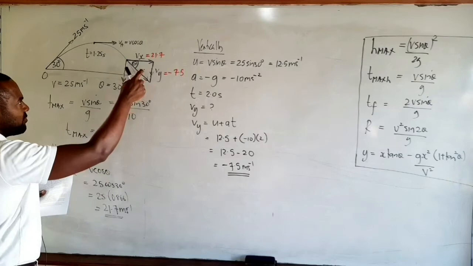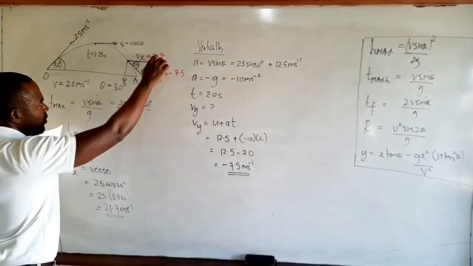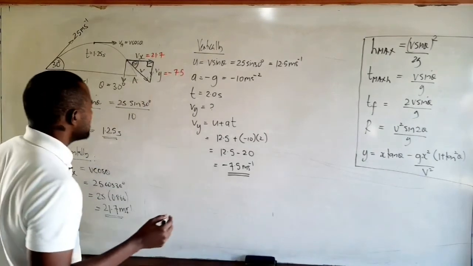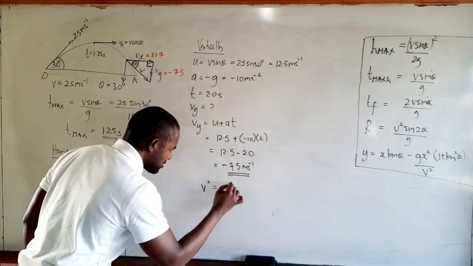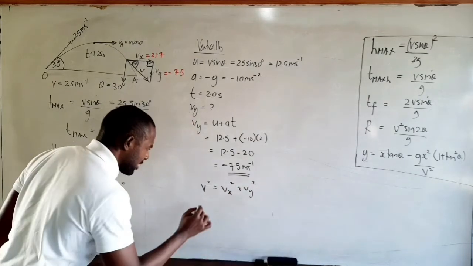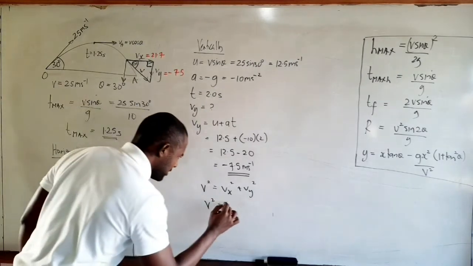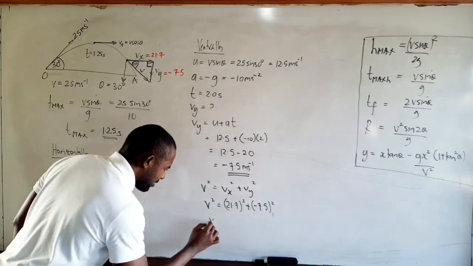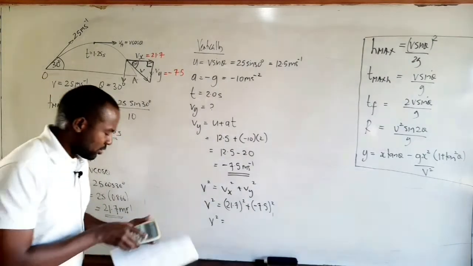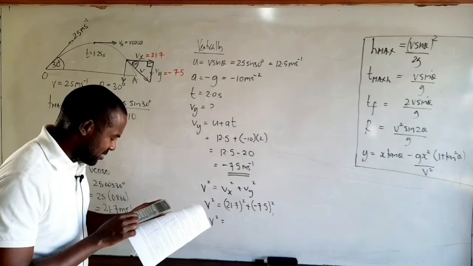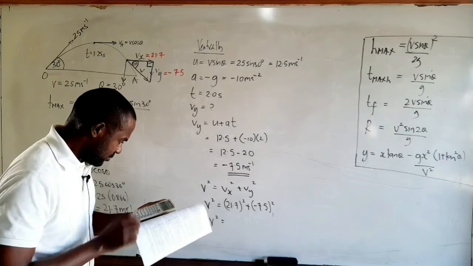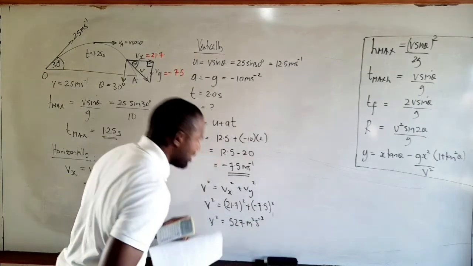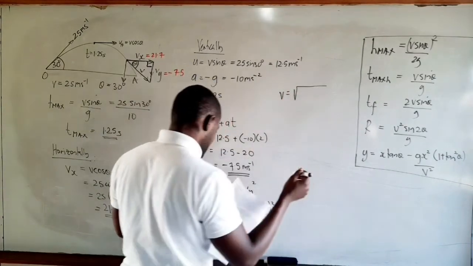So what we want to find is the velocity v. And so because what we have here is an x component meeting a y component, this basically forms a right angle triangle, and we can use Pythagoras' theorem to say that v squared is equal to vx squared plus vy squared. And so we get that v squared is equal to 21.7 squared plus minus 7.5 squared. So let's work that out. 21.7 squared plus 7.5 squared, and v squared is equal to approximately 527. This would be meters squared per second squared. And therefore v is equal to the root of 527.